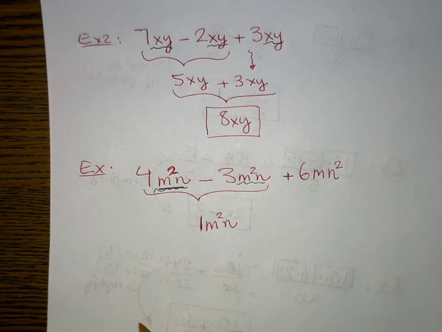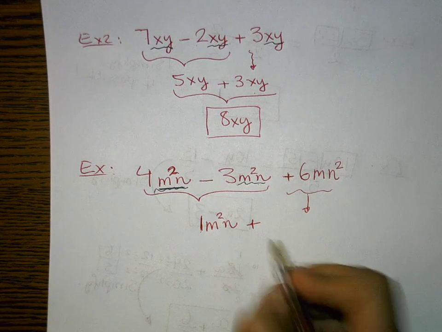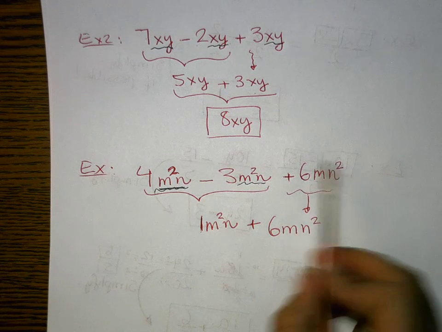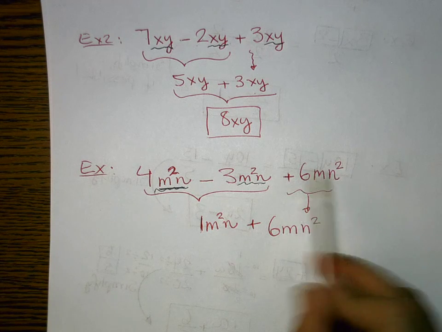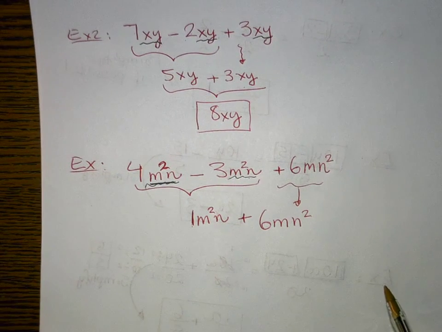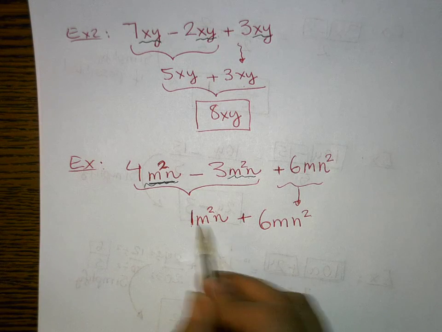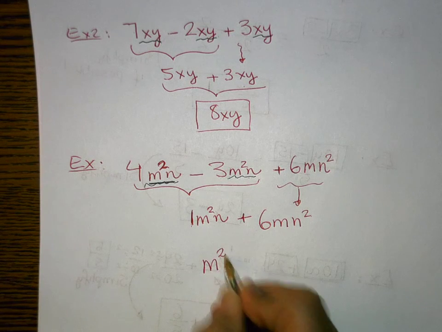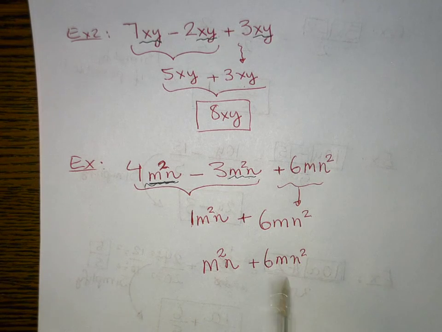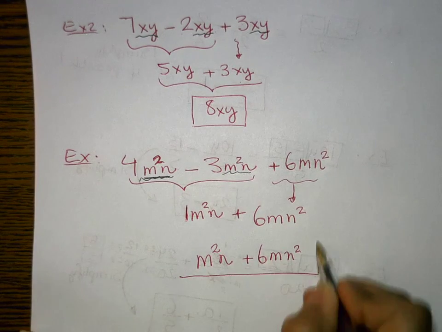Okay? Plus, I got to bring this other guy down, 6m n squared. So this item, these variables here, had nothing in common with anybody else, so I can't add it to anything else. So to simplify it, we don't write number 1s in front of variables. So we just keep m squared n plus 6m n squared. So I want you to see that these 2 things are completely different, okay? And that is our final answer. I combined the like terms.